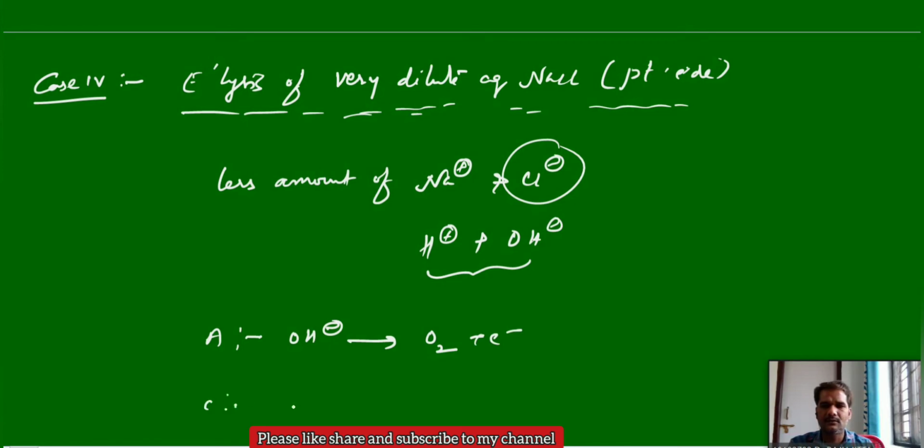At a cathode, anyhow, as usual, H plus only can move and liberates hydrogen. Only one exception with the Cl minus. Due to the availability of less number of Cl minus ions, OH minus, that means water, can liberate oxygen instead of chlorine. At this point also you should remember when you take very dilute aqueous solution.